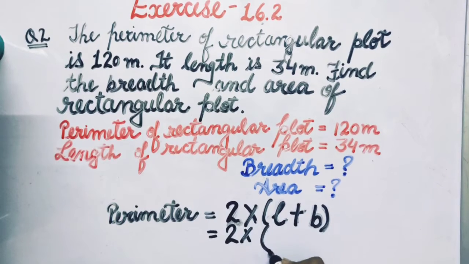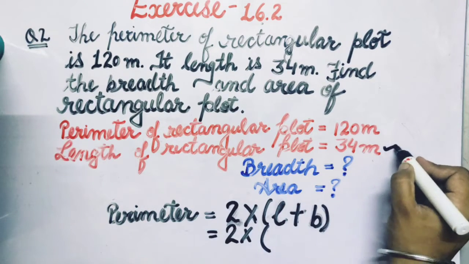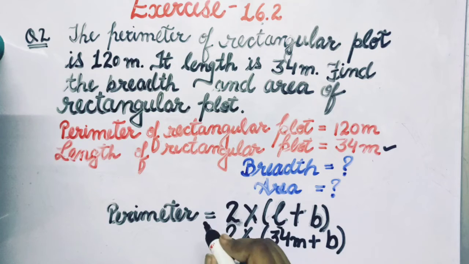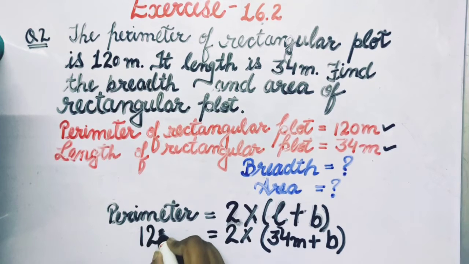Yes, the length value is given in the question, that is 34 meter. So below I'll write 34 meter. Now breadth we have to find out, so in the place of breadth we will write B only. The perimeter value is also given in the question, that is 120 meter. So below perimeter I'll write 120 meter.